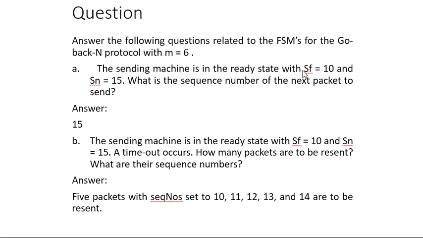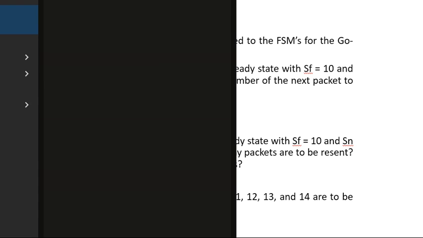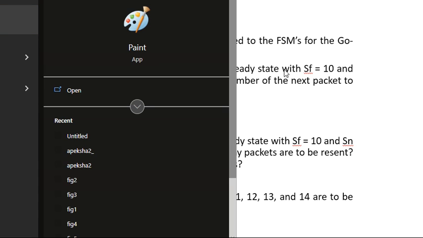Now the sending machine is in ready state, SF equals 10 and SN equals 15. SF is the first outstanding byte, and SN is the next byte that the protocol wants to send. SF is the first outstanding byte for which the protocol is waiting to receive the acknowledgement. Let me draw something so that it will be clear to you.